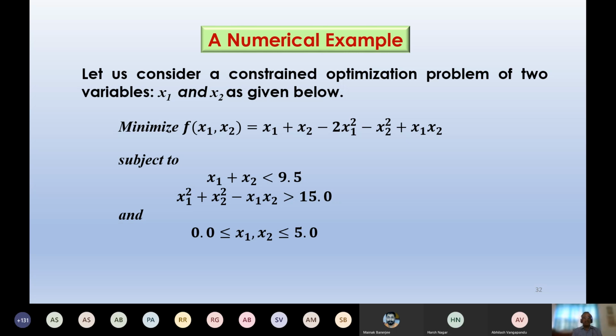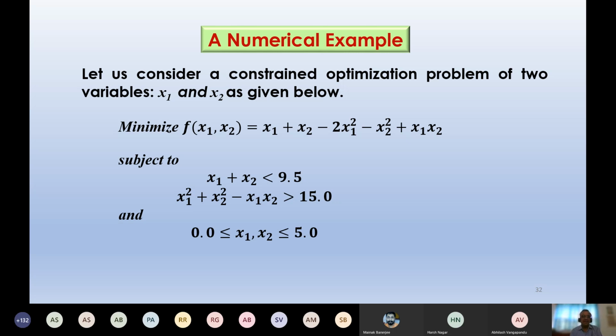So I'm just going to consider one numerical example. I'm going to minimize a function of two variables f of x1, x2 equals x1 plus x2 minus 2x1 square minus x2 square plus x1 x2. So this is the objective function, and this is a minimization problem. Subject to the first functional constraint, x1 plus x2 is less than 9.5. Second functional constraint, x1 square plus x2 square minus x1 x2 is greater than 15.0. So there are two functional constraints, and the variable bounds x1, x2 are lying between 0 and 5. I hope this is clear to all of you.